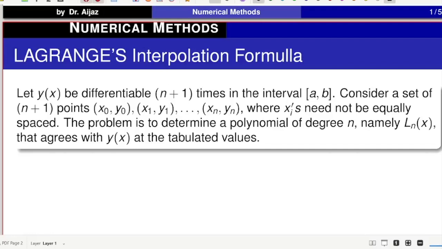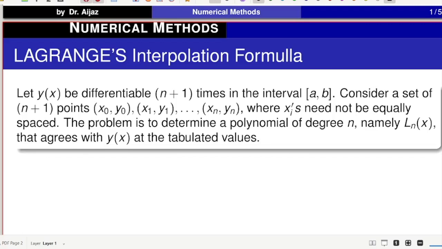Welcome to today's lecture. In today's lecture, we shall study the Lagrange interpolation formula. Lagrange's interpolation formula is actually an advanced technique compared to Newton's interpolation formula for determining a polynomial which agrees with a given set of tabulated values.